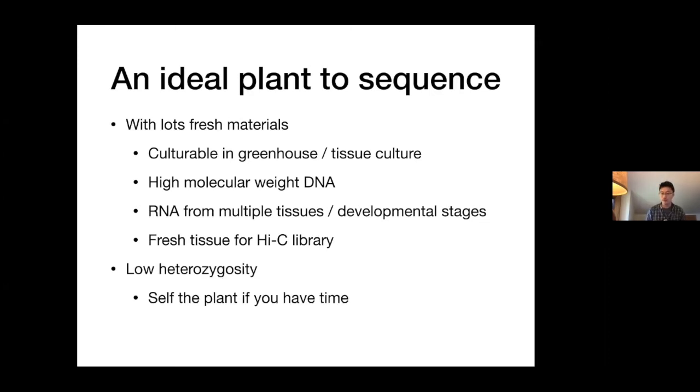It will be best if you have low heterozygosity, and that will reduce the bioinformatics nightmares and also the sequencing depth you will need. If you can self the plants, that would be great, but if you cannot, I will talk about this later. Another key consideration is to pick a really clean plant. You don't want to introduce contamination during the DNA prep. So cleanliness is an important consideration.